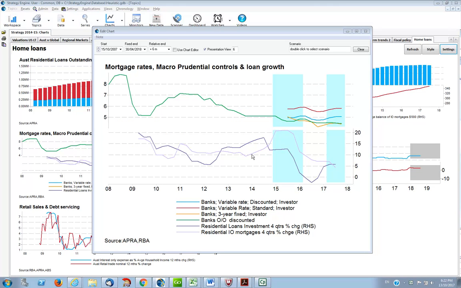Now we'll look at the growth in investor loans over recent years and the impact of macroprudential controls that have been put in place. On this chart, on the right-hand scale, the light purple line shows the annual growth in interest-only mortgages. You can see that growth during 2010 through to 2014 hovered around the 10 to 15% mark, and spiked up in 2014-15 to as high as 20%.